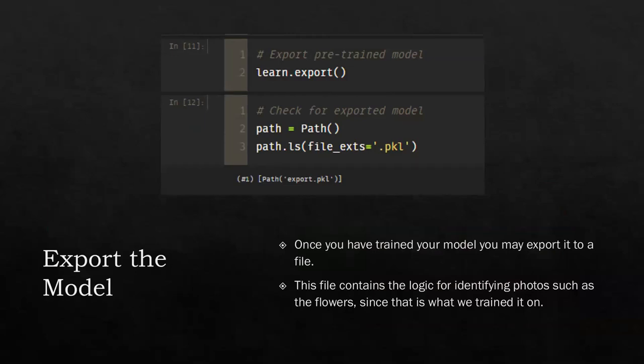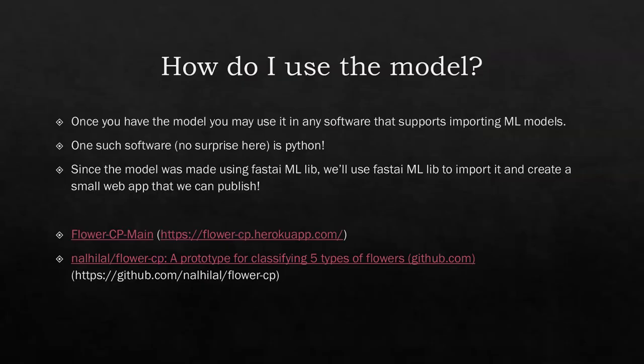So after we look at how well our data did, we can export the model, let's say. So the way that the flower identification works is that we exported a file called a pickle file. It's called export.pkl. And once that model is exported, then we can create an app that uses that file, that model, to create the interface. So a pickle file, of course, you can find libraries to change it into a different type of file for different frameworks, or you can use it with FastAI as well. So what I did, I used FastAI again to import it and publish the app on Heroku.